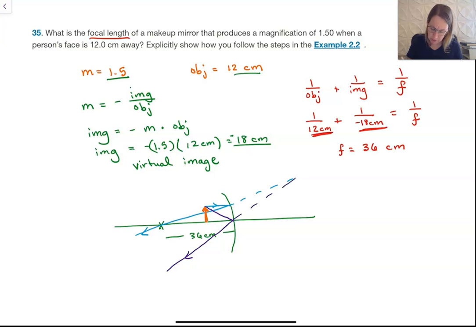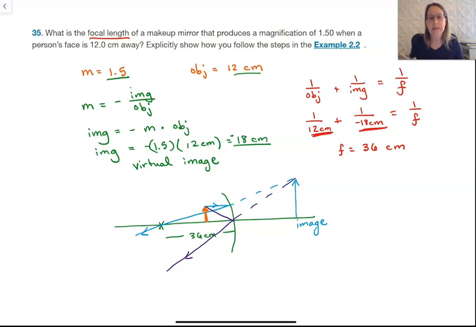And so this convergence behind the mirror is where we see our image. So our image is going to be right here. This is our image. It is bigger, so that's as expected, 1.5 times bigger. I probably drew it about 2 times bigger. This is not quite 18 centimeters behind. Probably it's a little more, so it's just exaggerated a little bit.